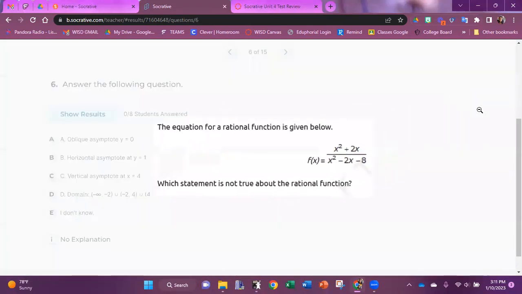All right, let's try another one. The equation for the rational function is below. Which statement is not true? Pay attention to those two words. Not true. Remember, you're looking for what's not true. If you're doing a lot of work right now, you did not check something.